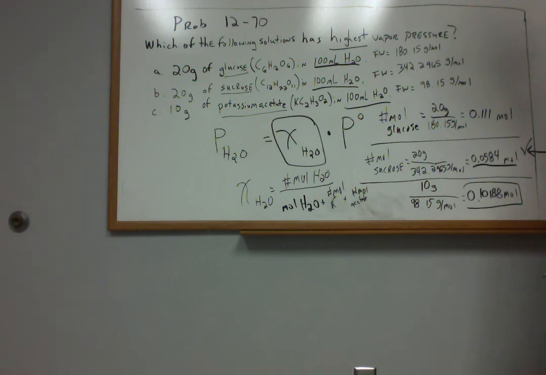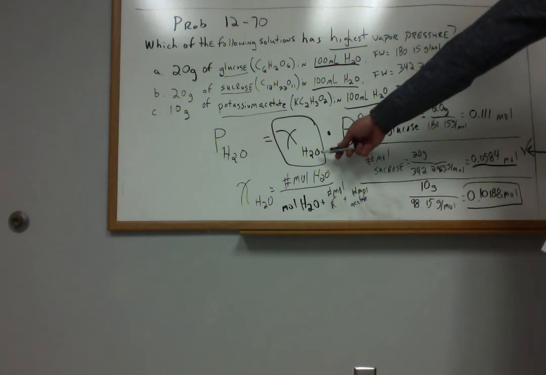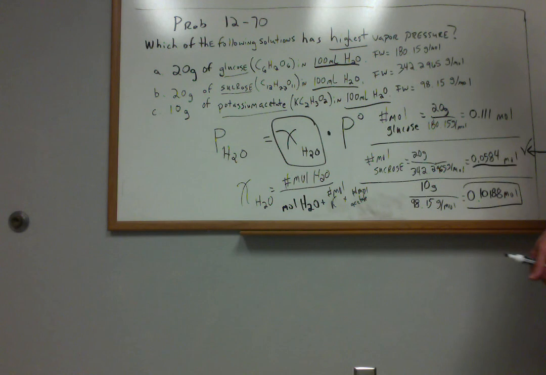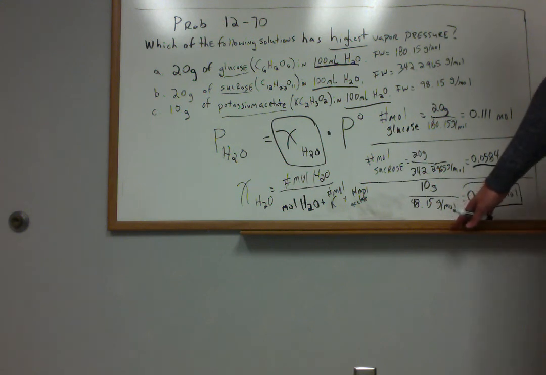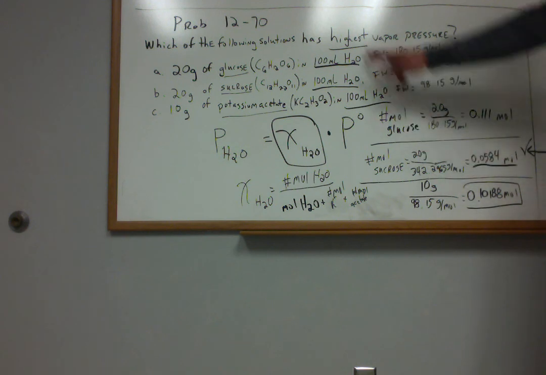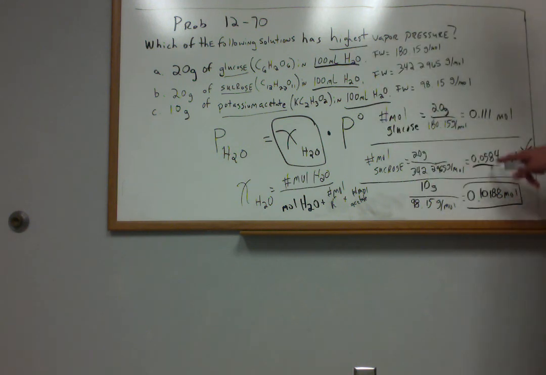Now the consequence of that, again, is as the mole fraction of water gets smaller and smaller, the vapor pressure gets smaller. So the third solution would actually have the lowest vapor pressure. But the second one answers our question. What's going to have the highest? The second, because the moles of the second component is lowest.